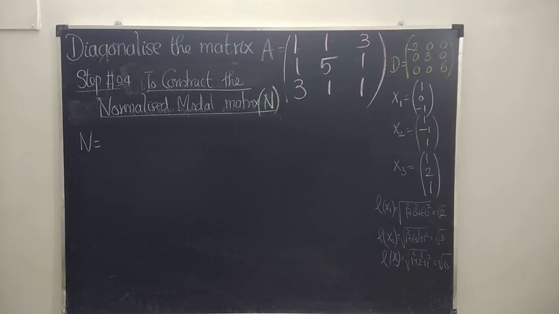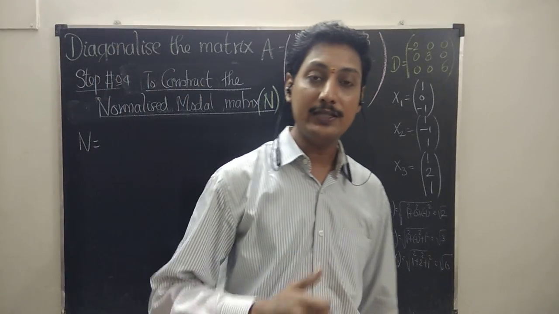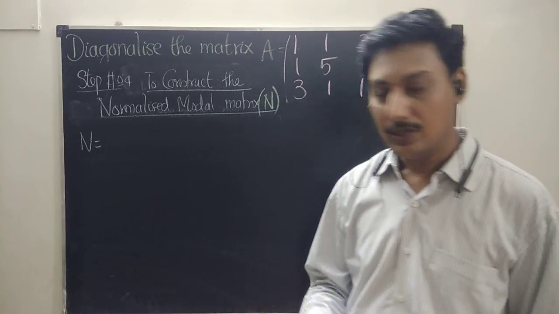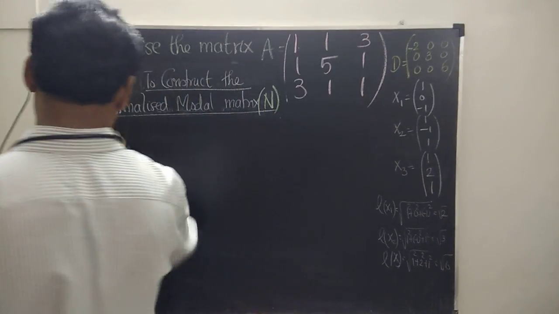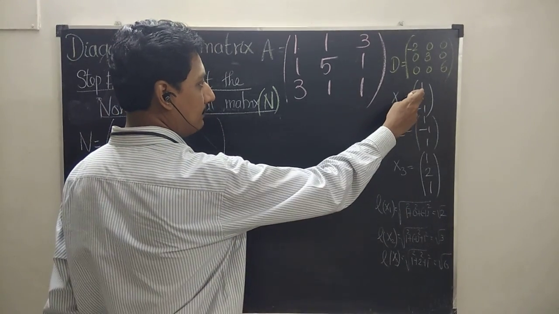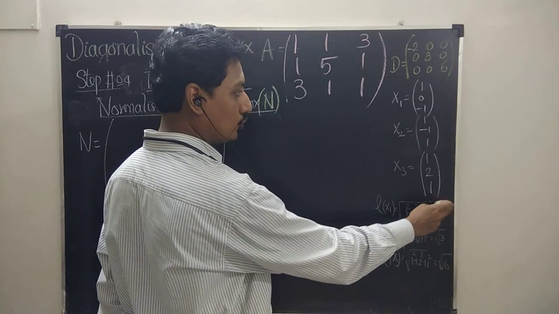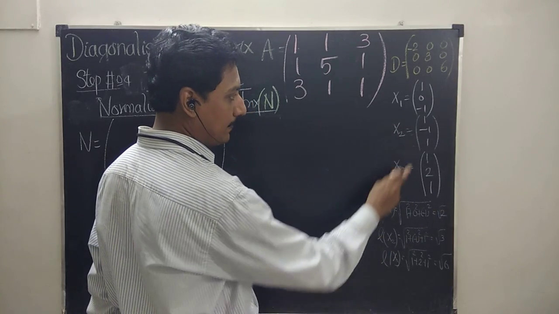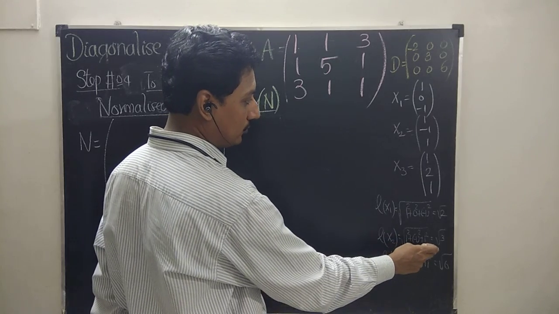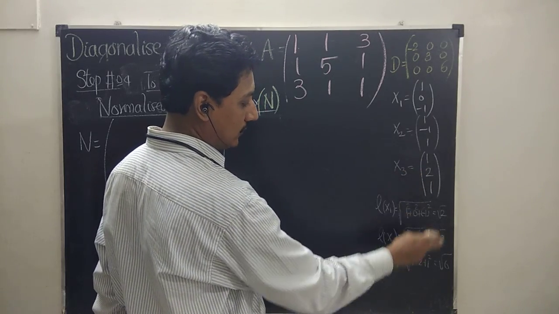Step number 4: to construct the normalized modal matrix. What is a normalized modal matrix? Its columns are the normalized eigenvectors. So let us find out the length of the eigenvectors first. What's the length of the first eigenvector? Square root of the sum of the squares of the values. So 1 square plus 0 square plus minus 1 whole square, root 2. Second one, length of x2 is 1 square plus minus 1 whole square plus 1 square, root 3. For x3, 1 square plus 2 square plus 1 square, root 6.